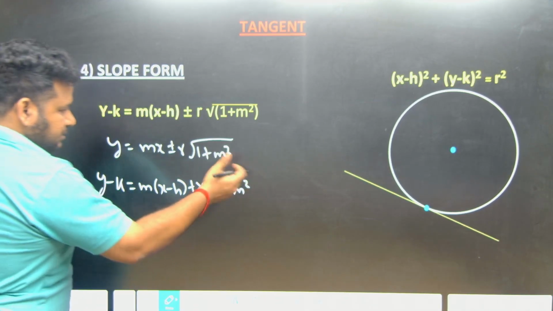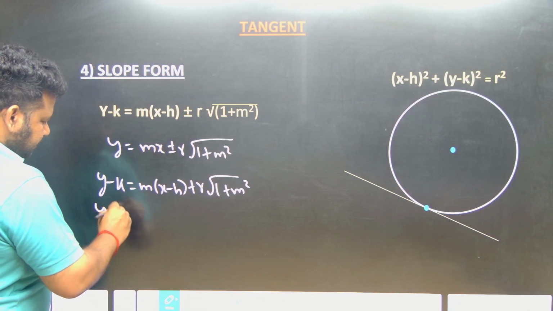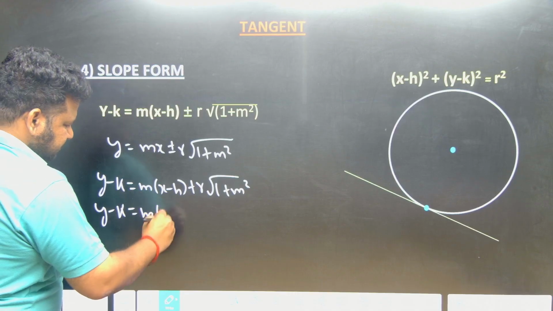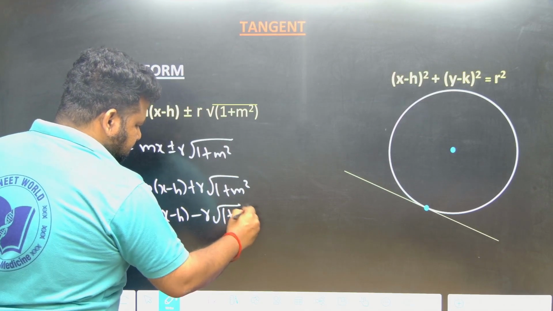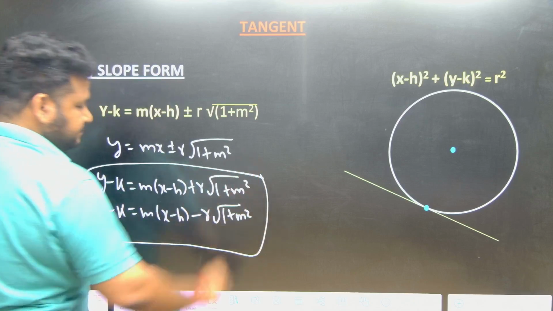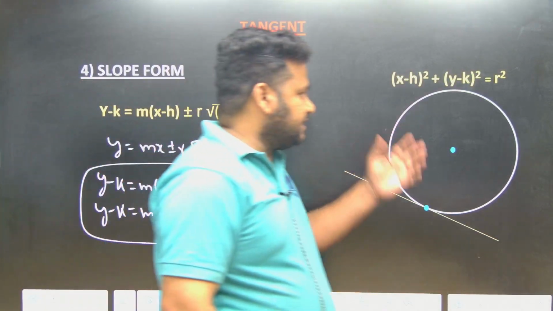Another equation of tangent will be y minus k is equal to m into x minus h, instead of plus you will write minus r into square root of 1 plus m square. This is the equation of the tangent, when the circle is given as a standard circle.